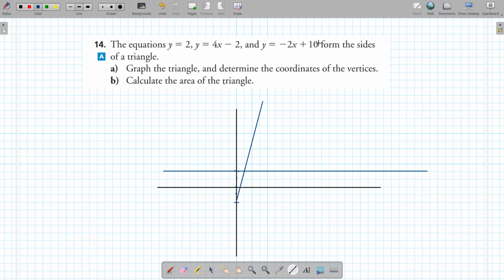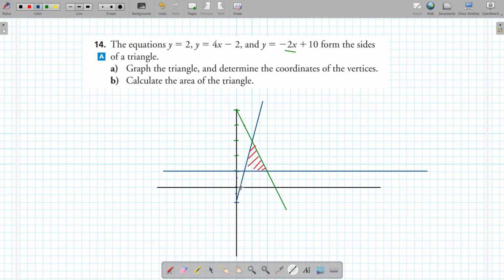And then finally, -2x plus 10. We start at 10. 2, 4, 6, 8, 10. Do we go up or down? Down. We go down 2 units. Across 1 unit. So right there. And this is your triangle. I mean, the only triangle you can get is this one right here in the middle.